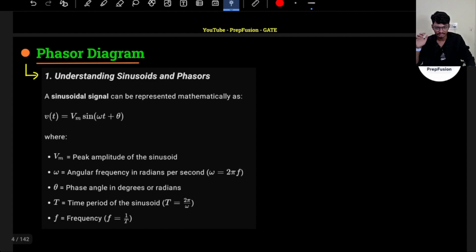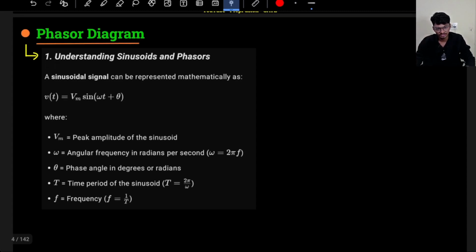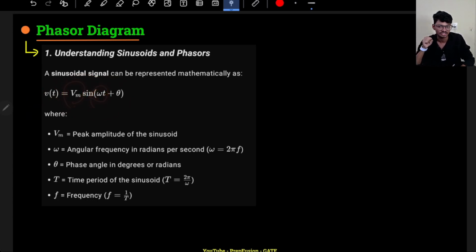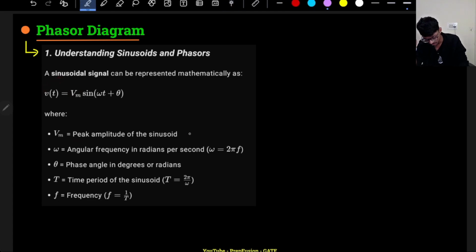So let's understand sinusoids and phasors. First, let's understand the sinusoid. Everyone knows what a sinusoid is. Any sinusoidal voltage signal can be written like this: Vm sin(omega t plus theta). We will break down each of the terms here. First, let's discuss Vm. Vm is the peak amplitude and it will have a unit of volts, because this is a voltage signal.